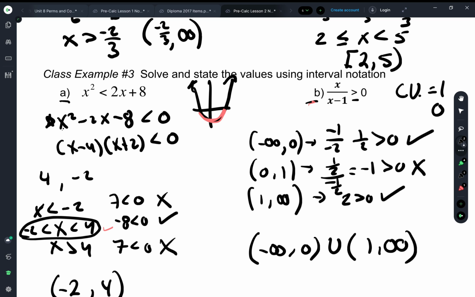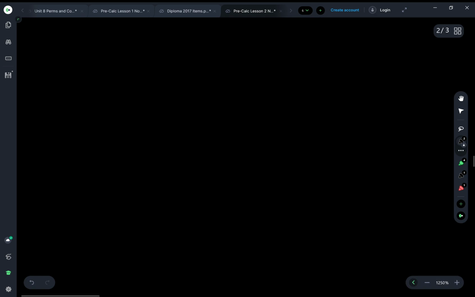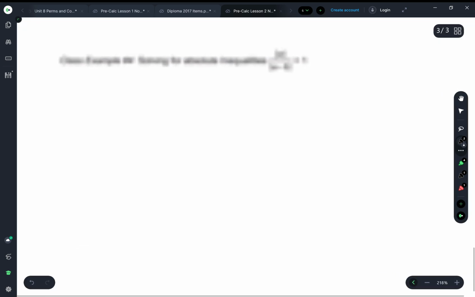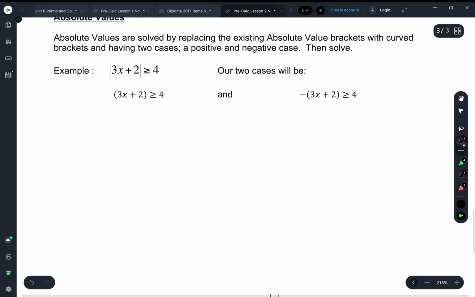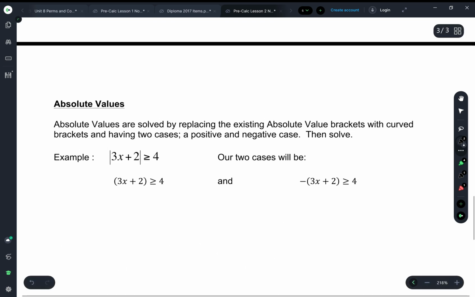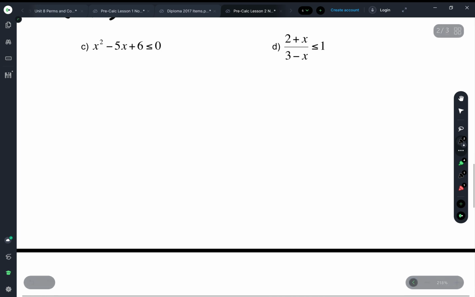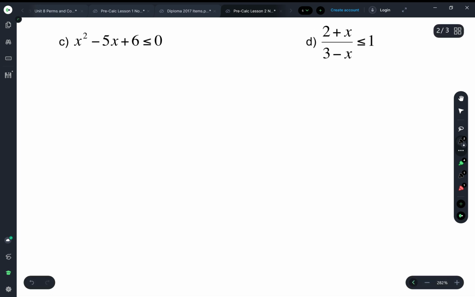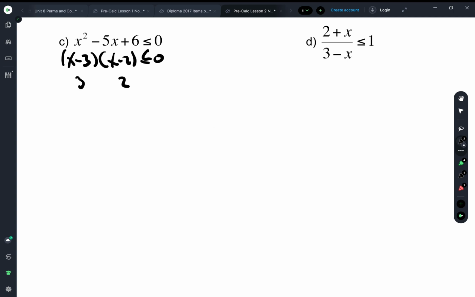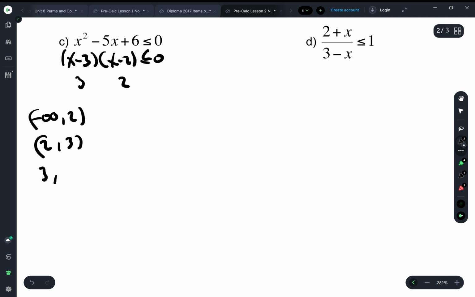All right, let's look at a couple more here. Oh, where'd I go here? Oh, I switched pages. Okay, here we go. So I got another one here. So we're going to go ahead and factor that again. So that factors to x minus 3, x minus 2. So that means we're looking at 3 and 2 for our critical values, our values of significance. So we're going to look at negative infinity to 2, 2 to 3, and 3 to infinity.